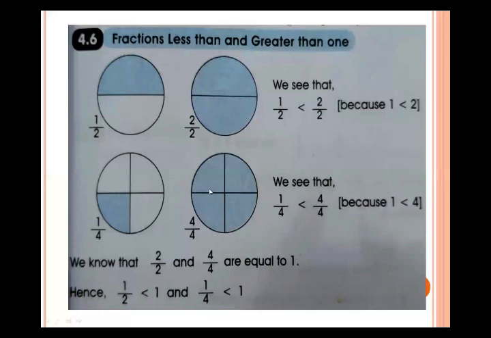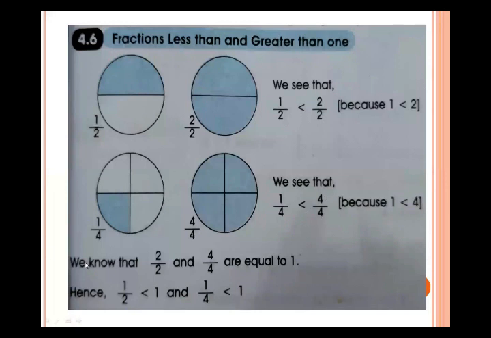Now in the same way, move to the same size circle. This circle is divided into 4 equal parts, but all parts are shaded. That's why the fraction becomes 4 upon 4. Total parts are 4, shaded parts are 4. It means the whole circle is shaded. We see that the fraction 1 upon 4 is less than 4 upon 4, because the numerator 1 is less than the numerator 4. That's why we say 1 is less than 4. The whole fraction 1 upon 4 is less than 4 upon 4.